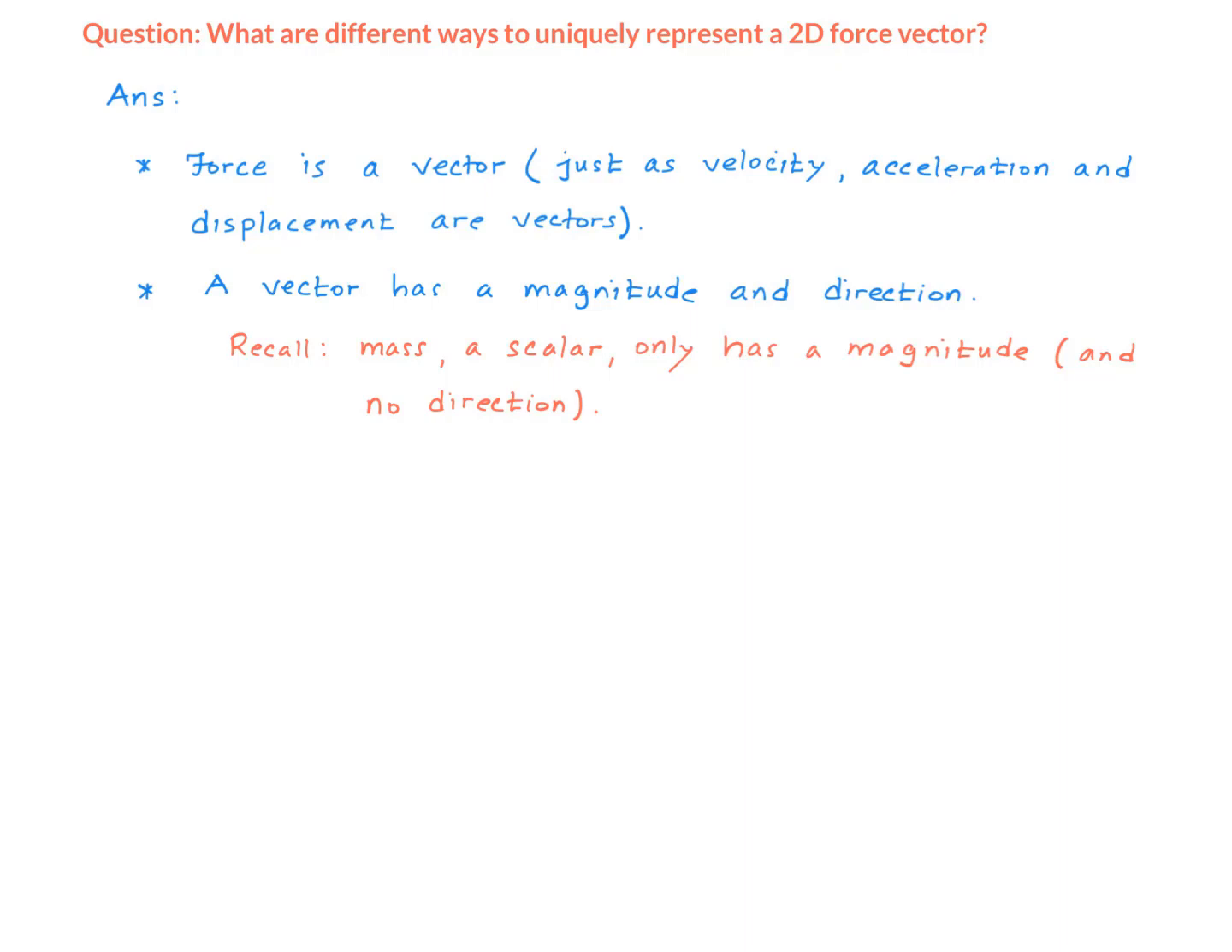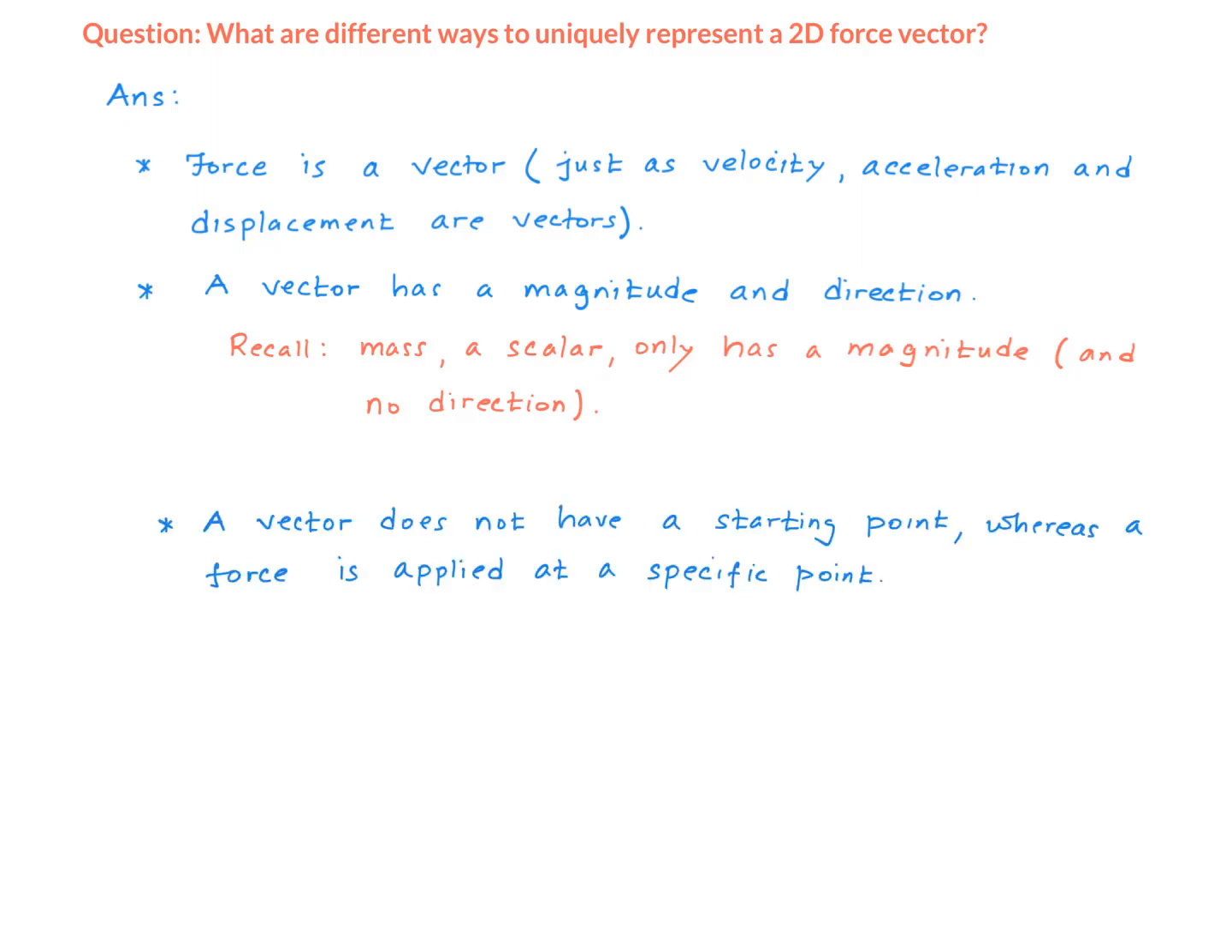Just for comparison, let's remind ourselves that a scalar such as mass, density, cross-sectional area, length, volume, etc. only has a magnitude, no direction. A vector is a mathematical idea. It can be used to represent a force, a velocity, acceleration, or a displacement, right? A force, however, is a real quantity that we encounter in mechanics.